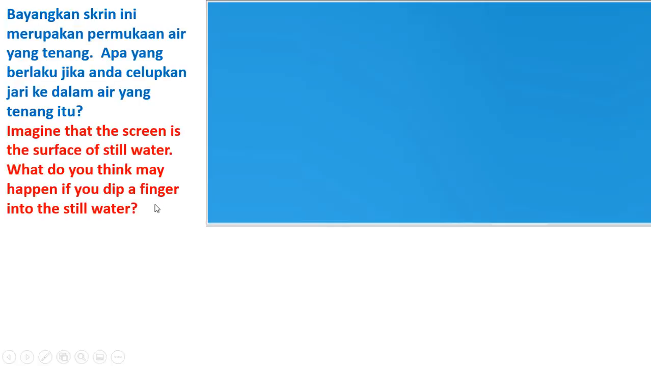So as you can see, water waves have crests and troughs. A crest is the highest position of the wave, while a trough is the lowest position. Imagine that the screen is the surface of still water. Okay, what do you think may happen if you dip a finger into the still water? Yes, you will see a dark and bright line.